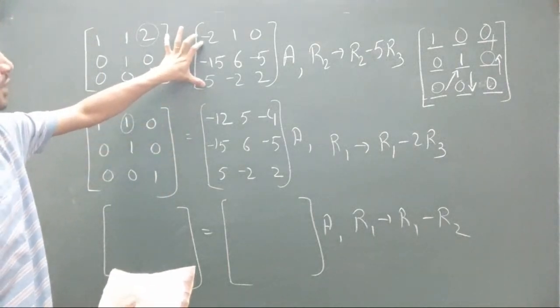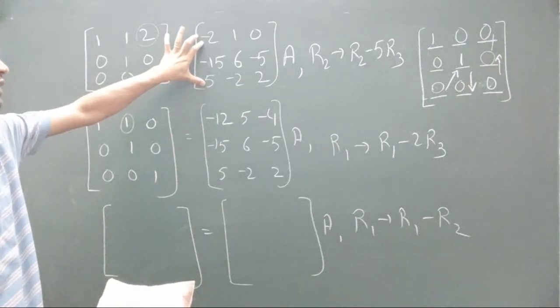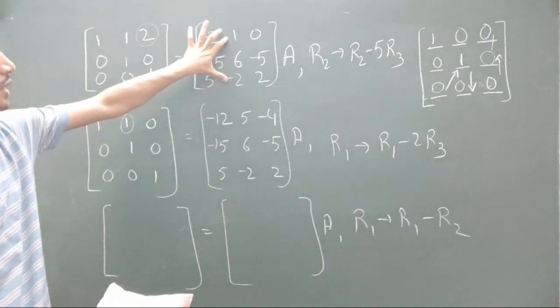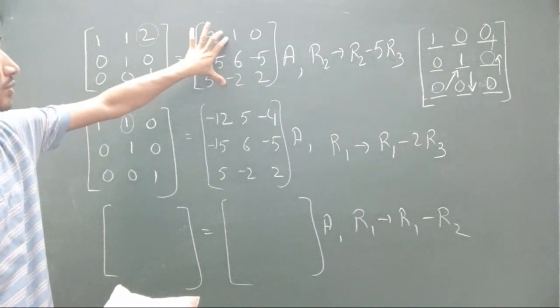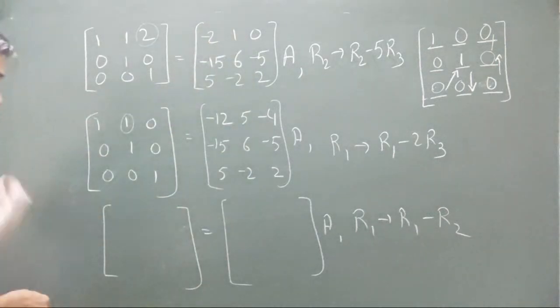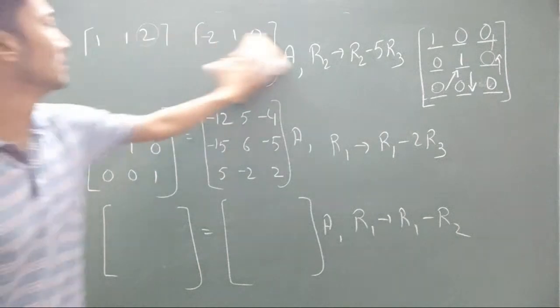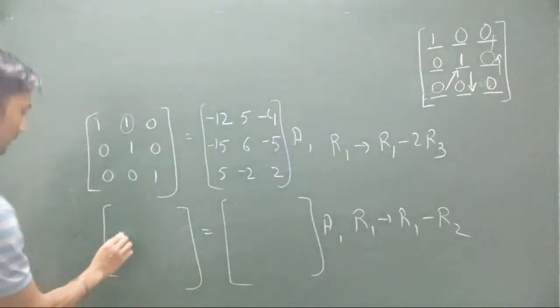R1 minus 2 times, so minus 5 minus 2 minus 2 5s are 10. That's alright. 1 plus 2 2s are 4. 5, 0, 2 2s are minus 4. That's alright. So ultimately, again, this is already done.